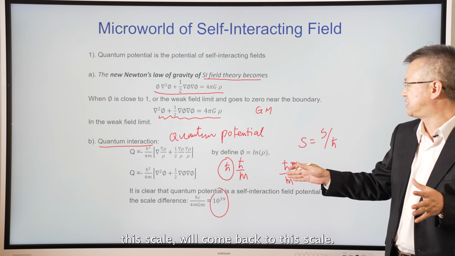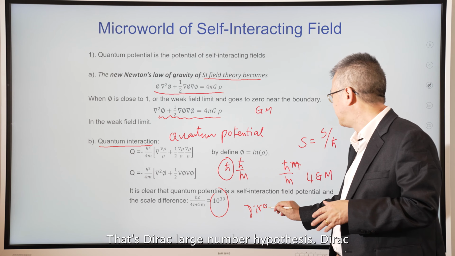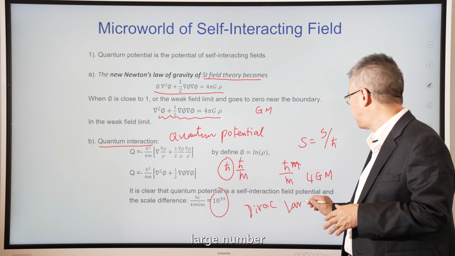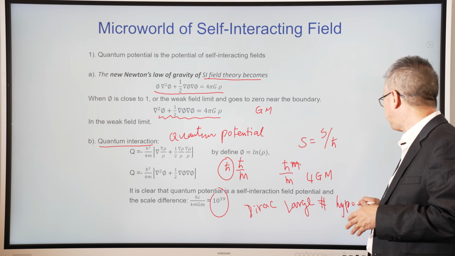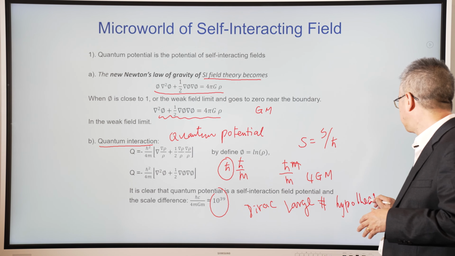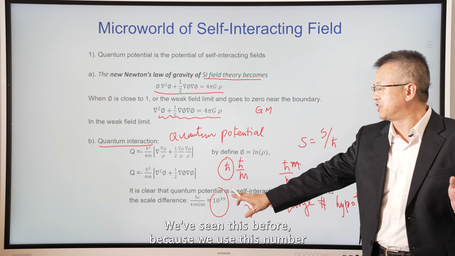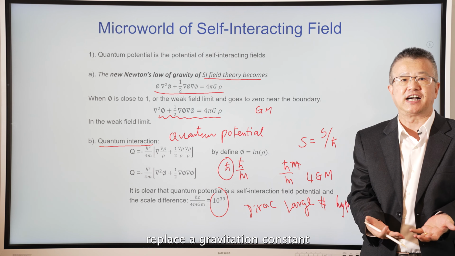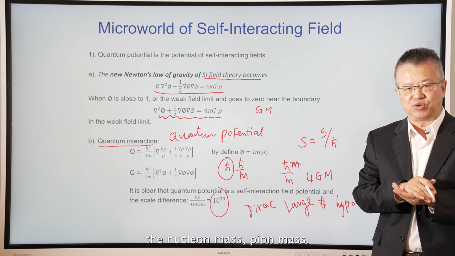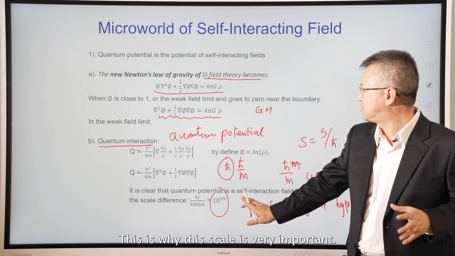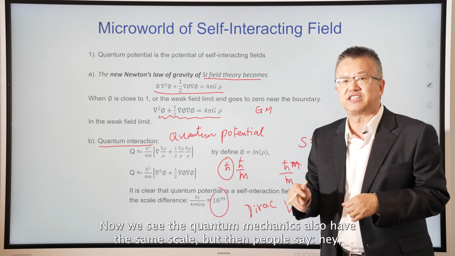We'll come back to this scale. That's Dirac's large number hypothesis. We've seen this before because we use this number to replace the gravitation constant. We use Hawking theory to calculate the nuclear mass, the pion mass. This is why this scale is very important. Now we see quantum mechanics also has the same scale.